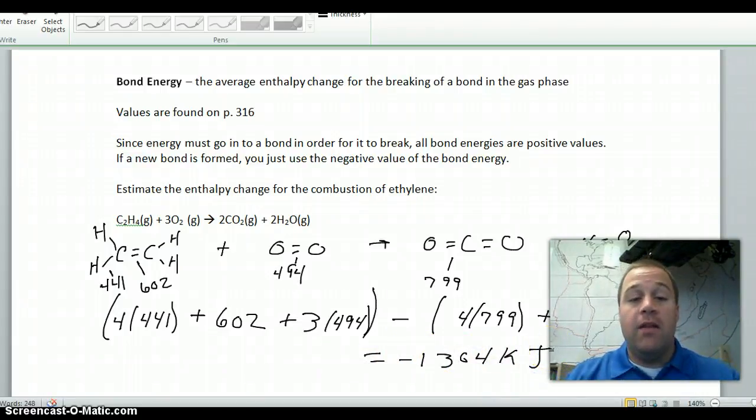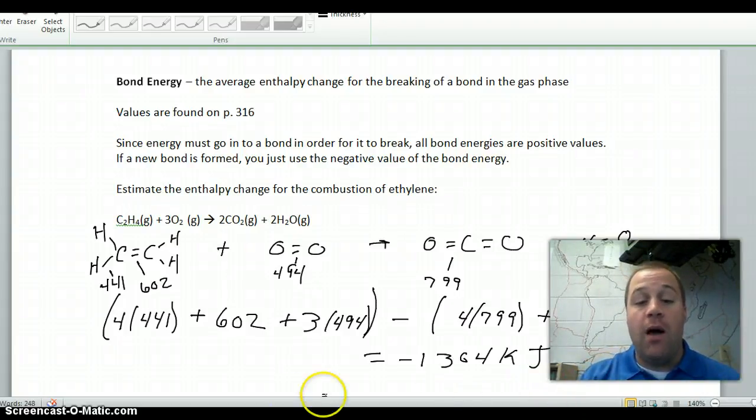What does that tell us? It tells us that we lost energy during this reaction, which means this is an exothermic reaction. It's the exact same thing you were doing with delta H when you were looking up the values and solving for products minus reactants. The only difference here is we're doing it with the energy from the bonds. So we're actually coming up with the value of delta H based on how much energy is needed to break these bonds or form new bonds.